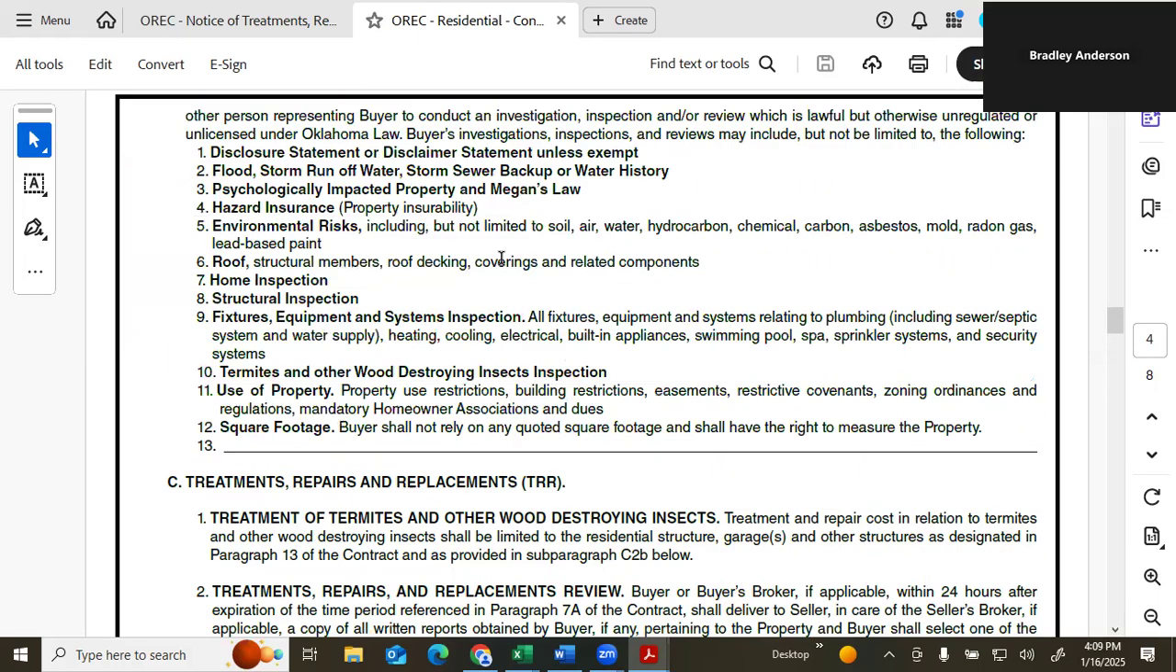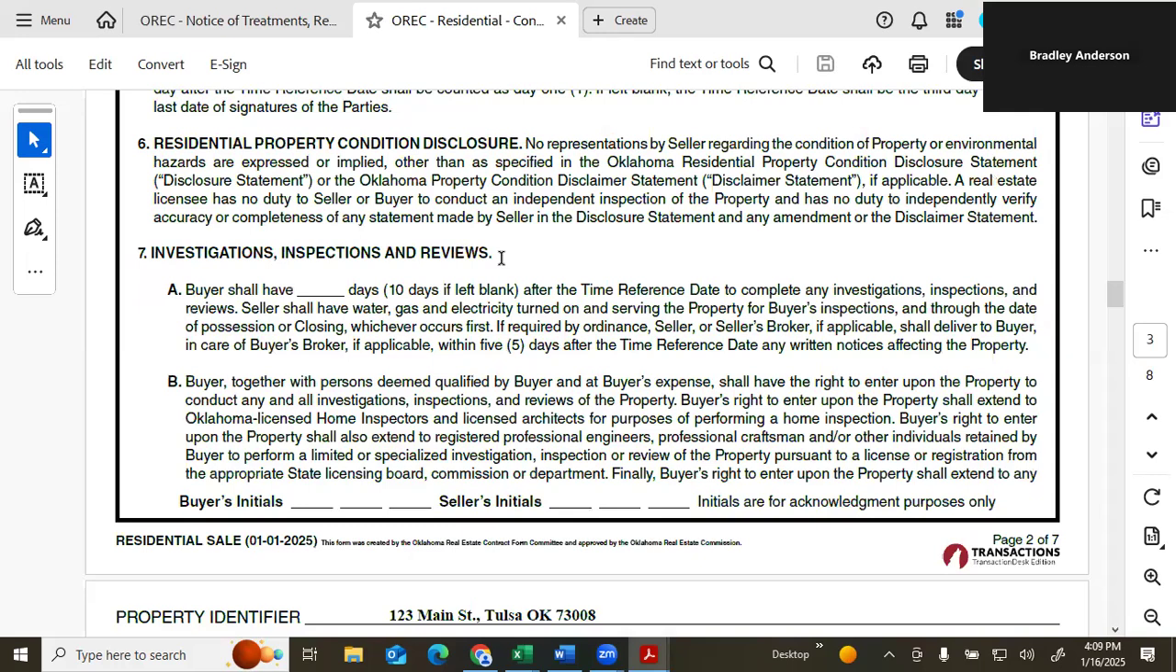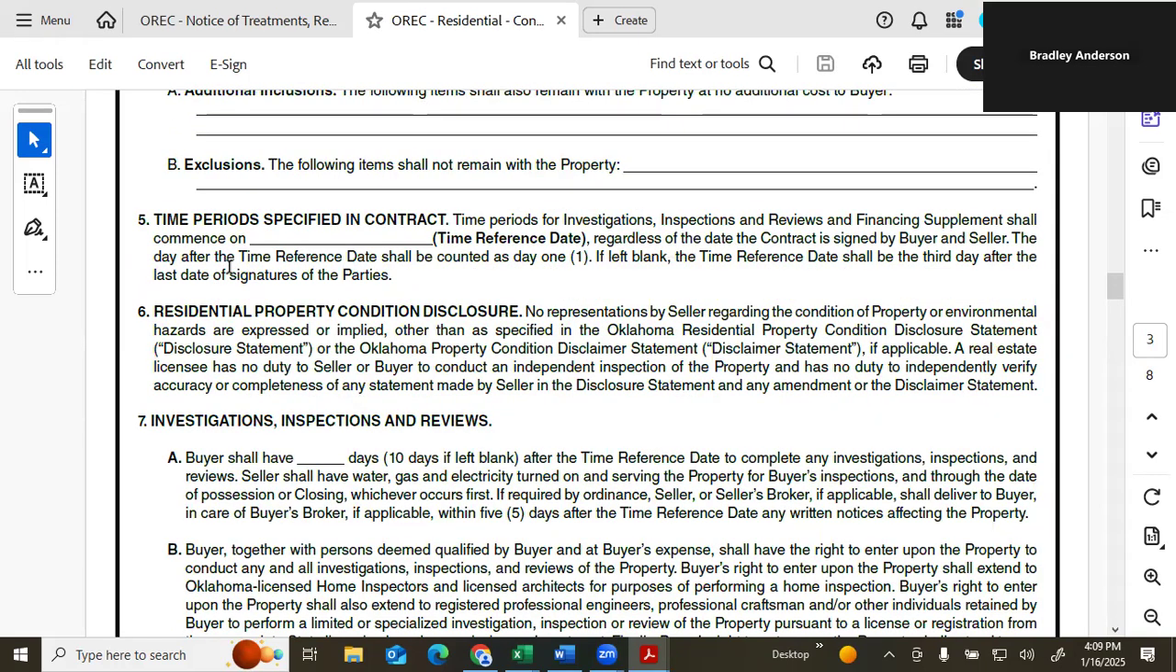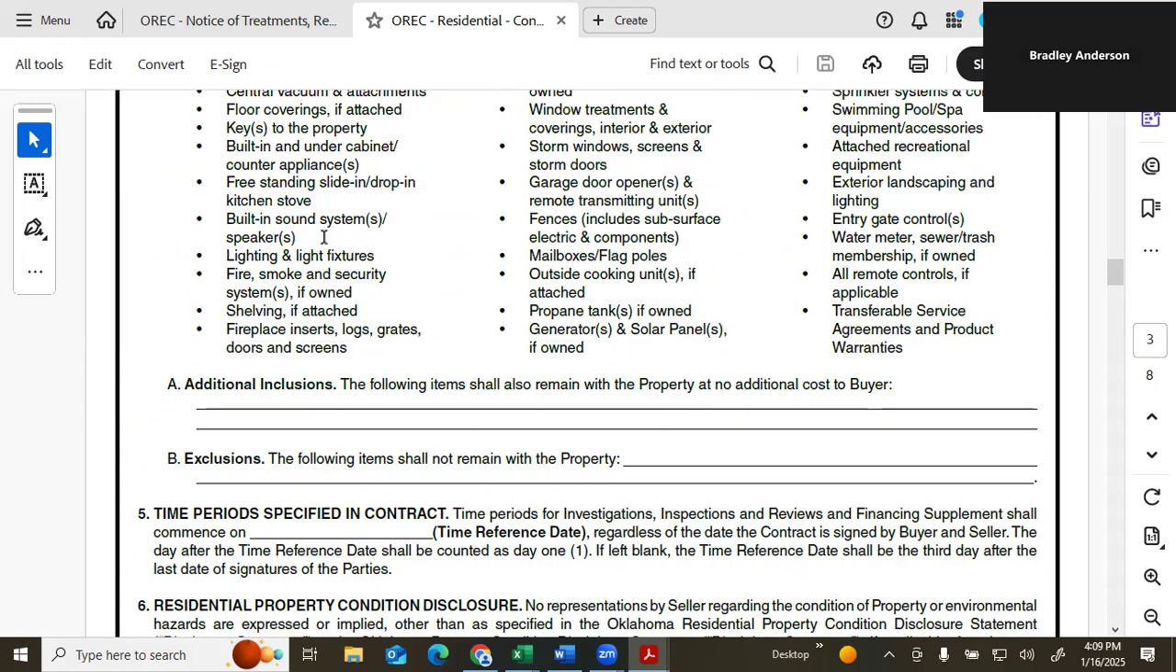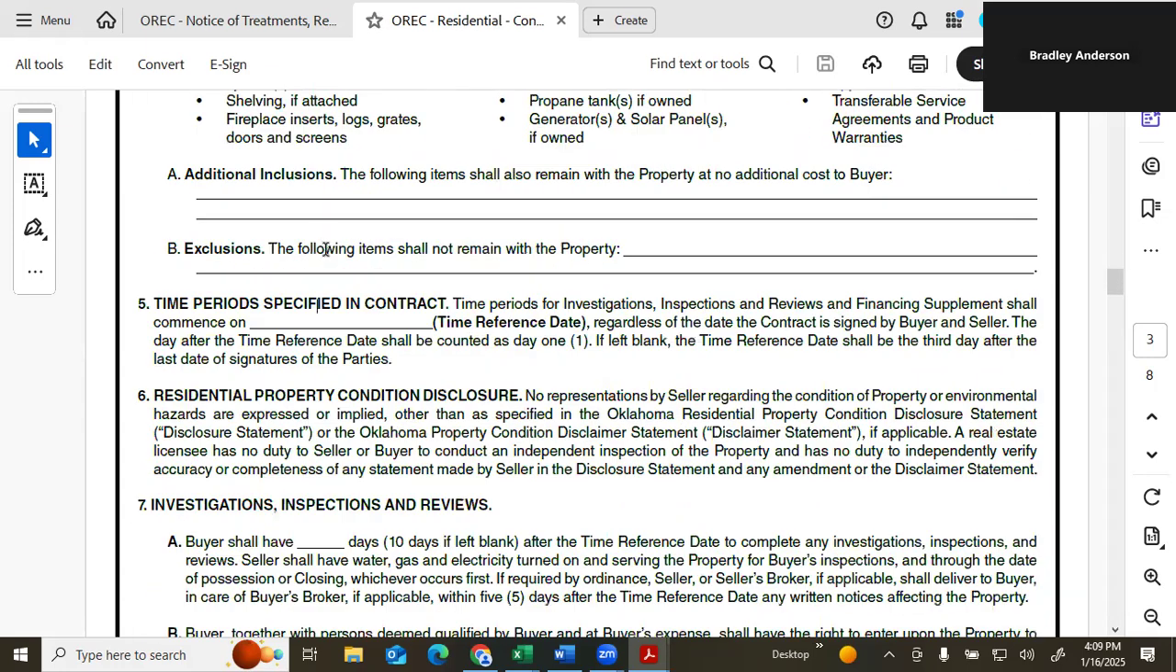And in the time reference date, this is the time that you would put in the contract to do all these things. You might give the buyer a certain amount of time. Down here, buyer shall have X amount of days to do whatever they need to do, right? Do an inspection, what have you, make sure that everything is as the buyer thinks it is.